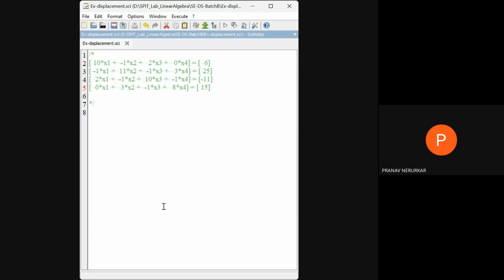Open Scilab, create in Scinotes one new blank Scinotes, and give the name displacement, matrix displacement method or Liebmann method. In this method, we will have a set of linear equations or a case study, some very commonly seen case studies.